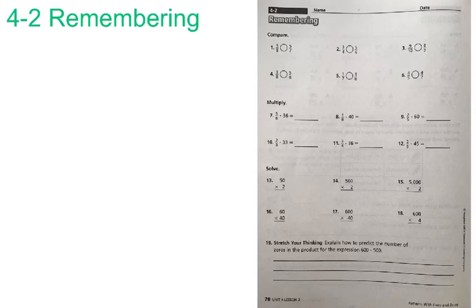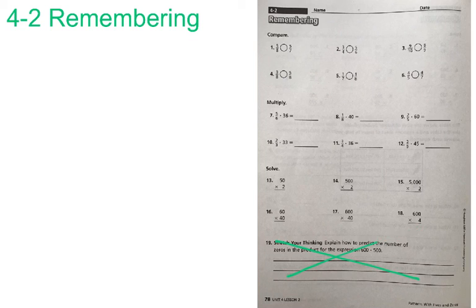Good morning, class. Today we're working on Unit 4, Lesson 2, Remembering, and we are reviewing comparing fractions. We're reviewing multiplying fractions by a whole number, and what we did yesterday, which is multiplying by powers of 10, looking at multiplying by 50, 500, 5,000, 60, 600, and again 600. You can go ahead as we get started and put an X through stretch your thinking.